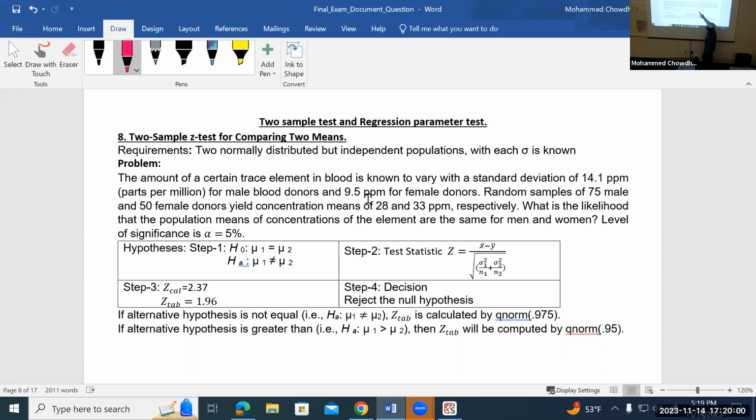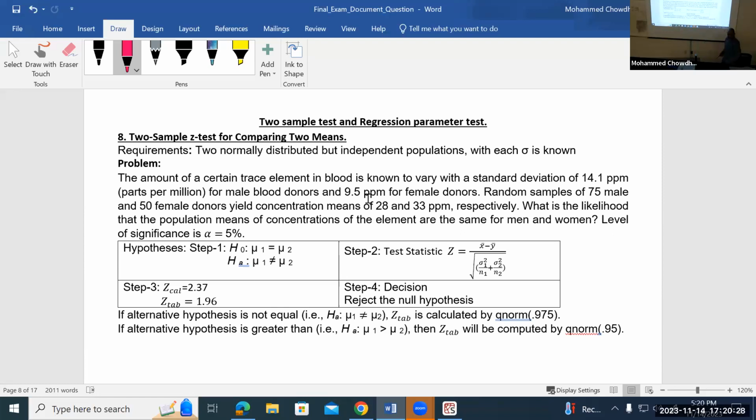Sigma 1 squared equal to 14.1 and sigma 2 squared equal to 9.5. And N1 and N2 are respectively given as 75 and 50. So if I plug these values in here, I got a calculated value which is equal to 2.37. Are you understanding?